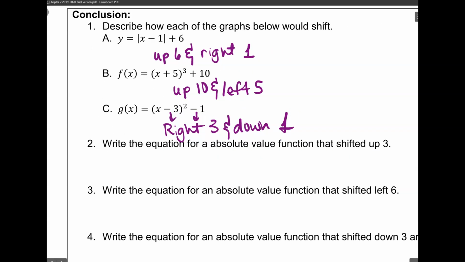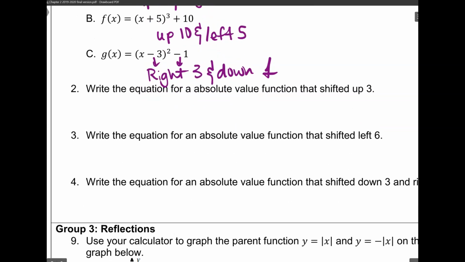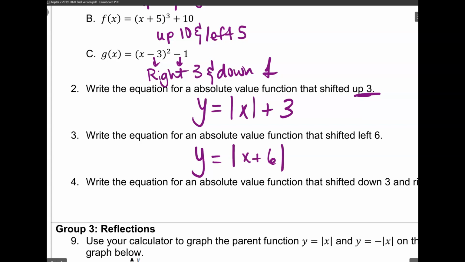All right, write the equation for an absolute value function that's shifted up by 3. How would this look? It would be inside plus 3. Up by 3. So it's outside the absolute value sign. Versus if I write for a function that's shifted left by 6. Plus 6, x plus 6 inside.